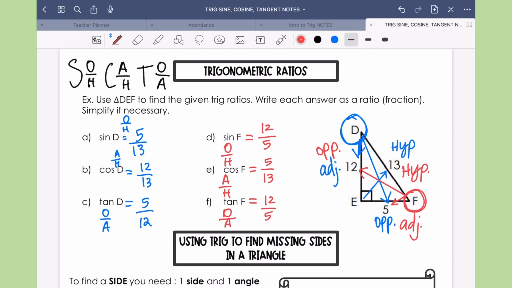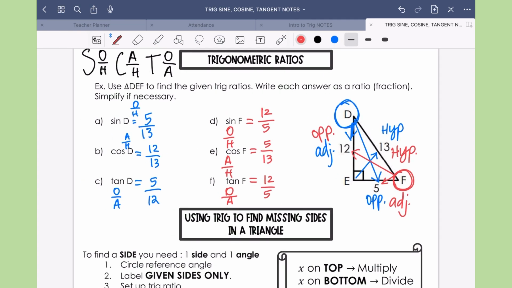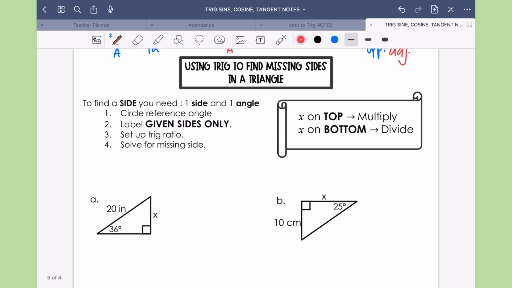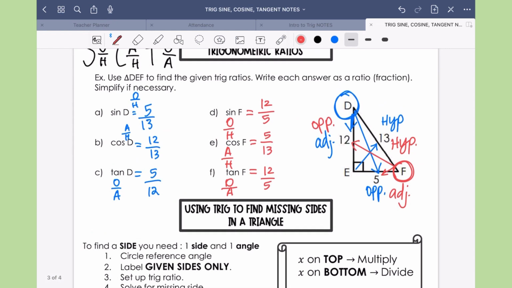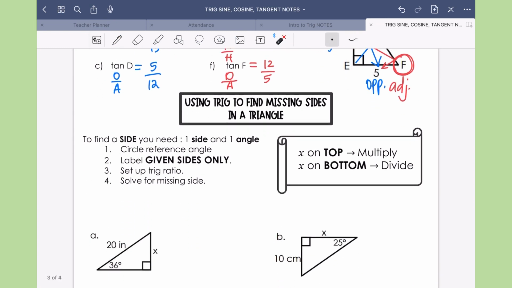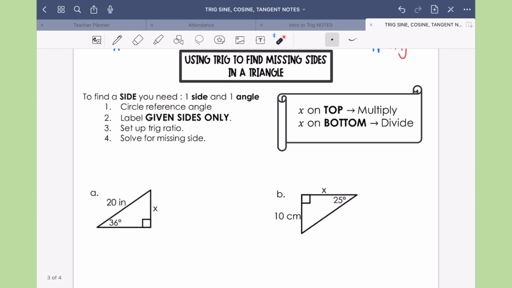All right, check your work and make sure you did it correctly. If not, fix the errors and let's move forward. This is the main part of what we're learning today: solving for missing sides. If we are very good at setting up the ratios, then the next step is to take it a step further where you're going to have a missing side in a triangle. And we're going to use trig to solve it.